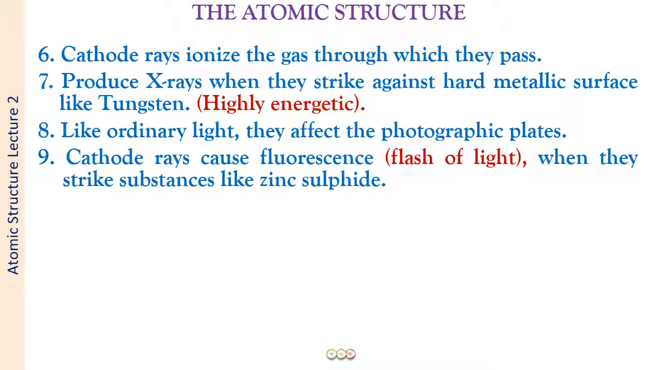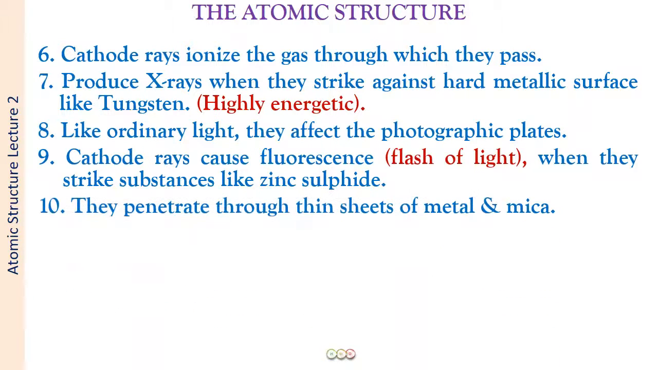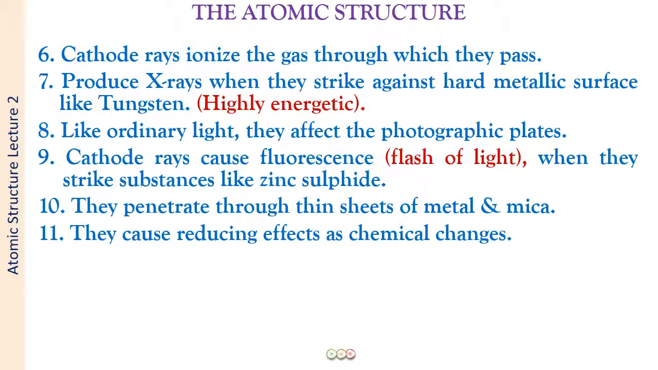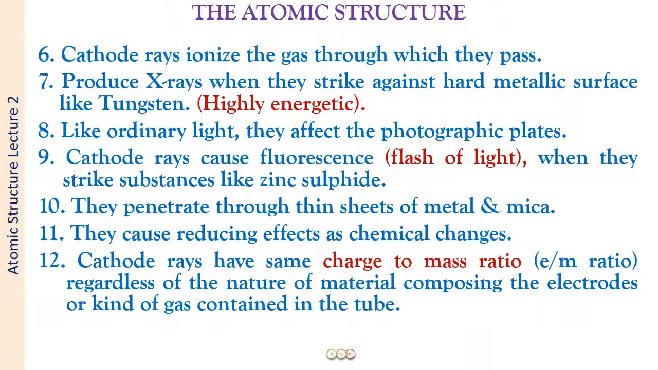We have already discussed fluorescence, that cathode rays cause fluorescence, a flash of light when they strike substances like zinc sulfide. Then they could penetrate thin sheets of metal and mica, showing that they even had a penetrating power. And then they could cause chemical changes. For example, they have reducing effects, which we would also be studying later on in our other courses.